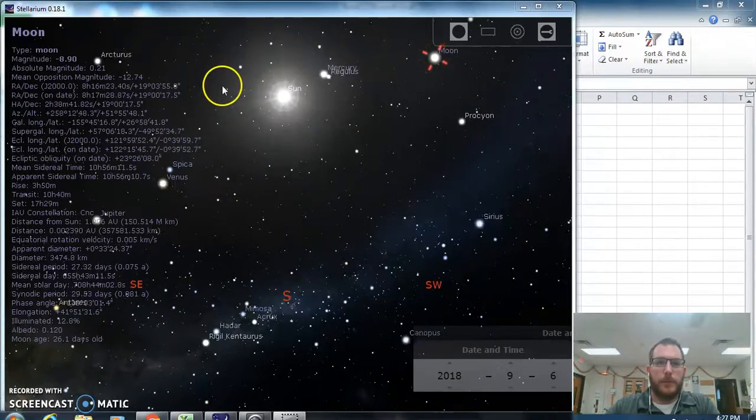So we have Stellarium open right here. You can see how I got the sun centered over the south marker. My ground has disappeared, everything that's described in the lab. There's the moon, I have it selected, and I got all of this stuff onto the left-hand side.